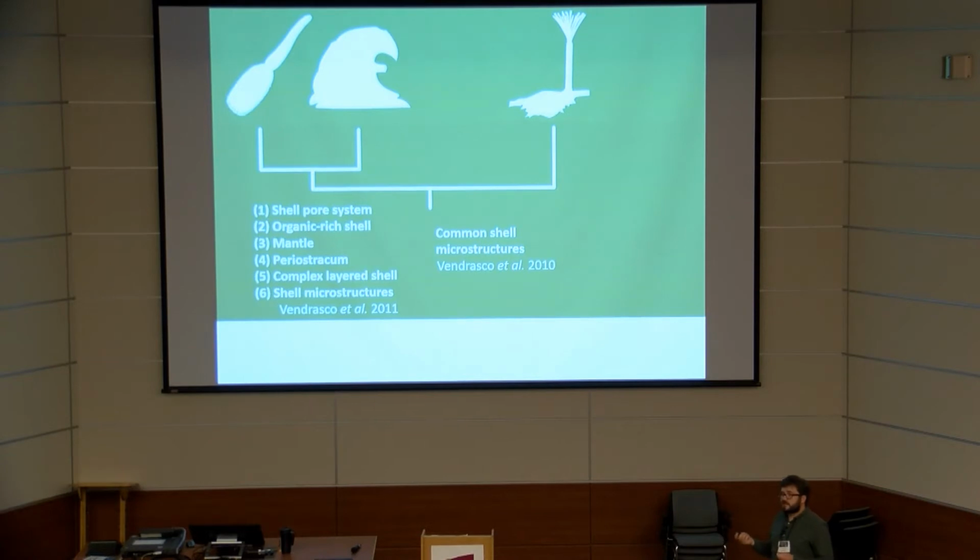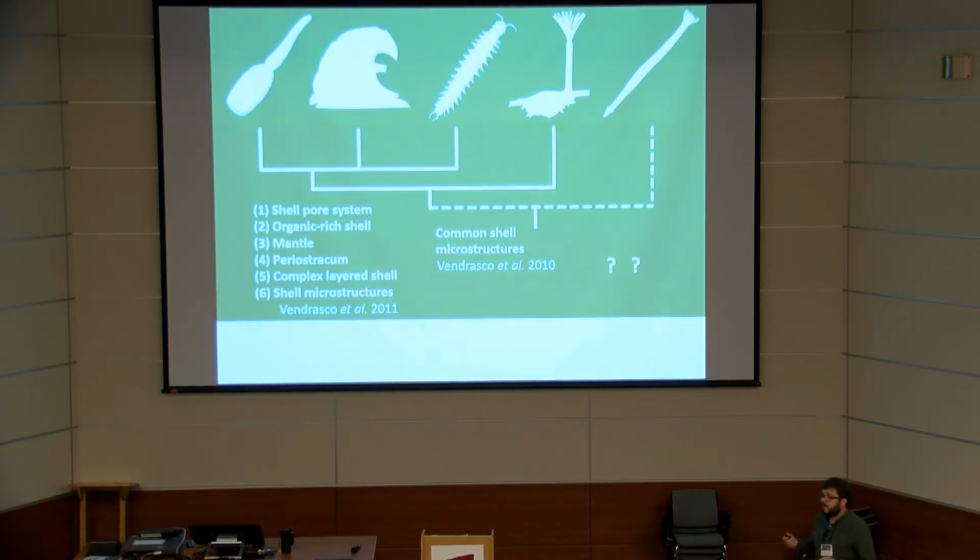There's also evidence to suggest that bryozoans share similar microstructures as well, and it may well be the case, although it remains to be tested, that other lophotrochozoans that in the modern are largely unmineralized, but we have mineralized examples down in the Cambrian, may also exhibit similar microstructures.